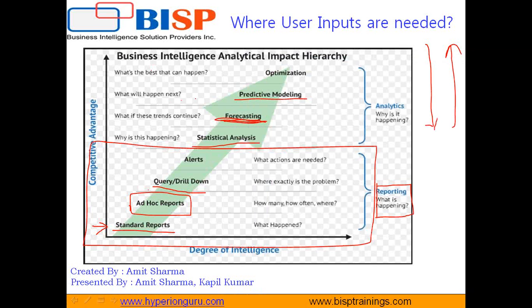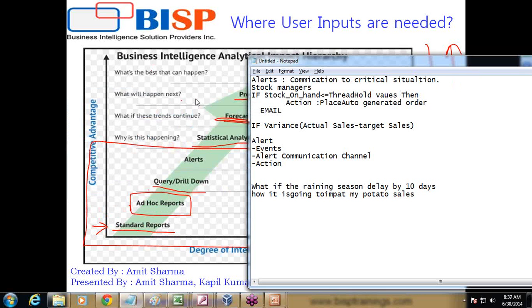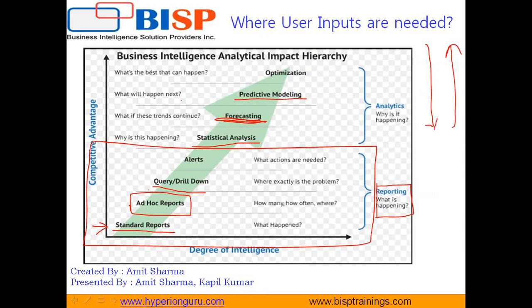Predictive analytics. What will happen next? Right? What if the season is delayed by 10 days? Or something completely unusual which has no relation with each other. What if my government changes? How is it going to impact my hiring process? Something unusual, which you never thought of, you try to join some points.